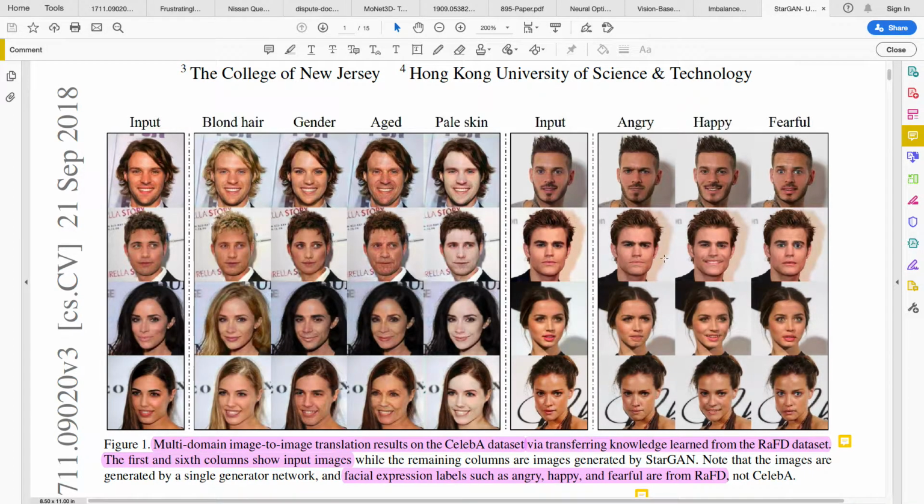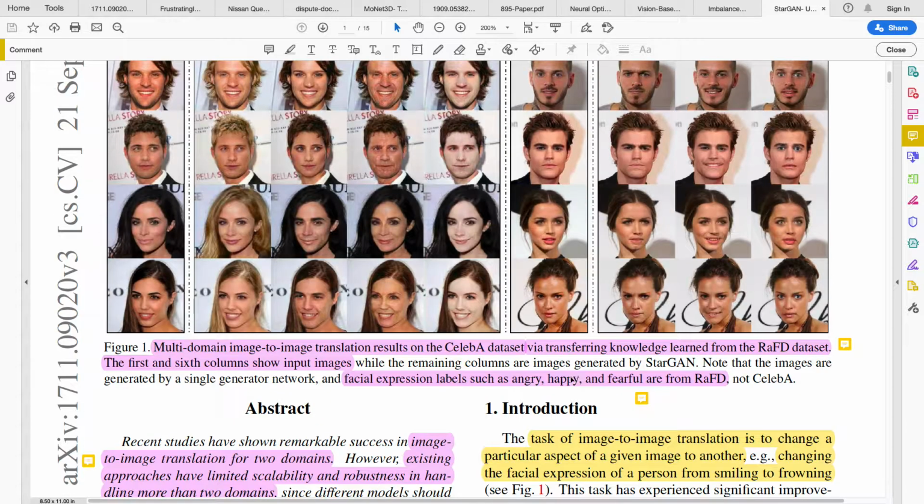And you can see a lot of interesting things here. So one thing you see here is that the images are generated by a single generator network, and facial expressions are labeled such as angry, happy, and fearful. They are from RaFD and not from CelebA, as you can see. So they train the network on the RaFD dataset, and they now use CelebA to test if the network could transform the images in CelebA to the same domain, to samples in RaFD.